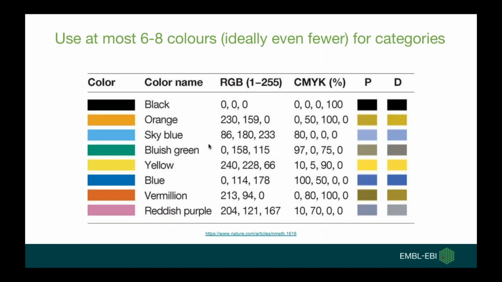The other thing I wanted you to notice is that this color scheme, which could be used for categories, has 8 colors, and this includes black, which is the color that you're going to use for your type and probably for the lines of your visualization. You should use at most 6 to 8 colors for categories, and ideally even fewer. If you have more than 8 categories and try to distinguish them with color, it's not going to work very well.